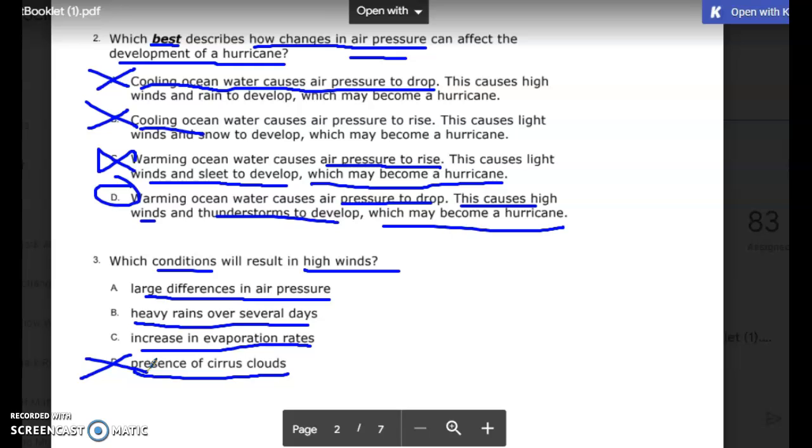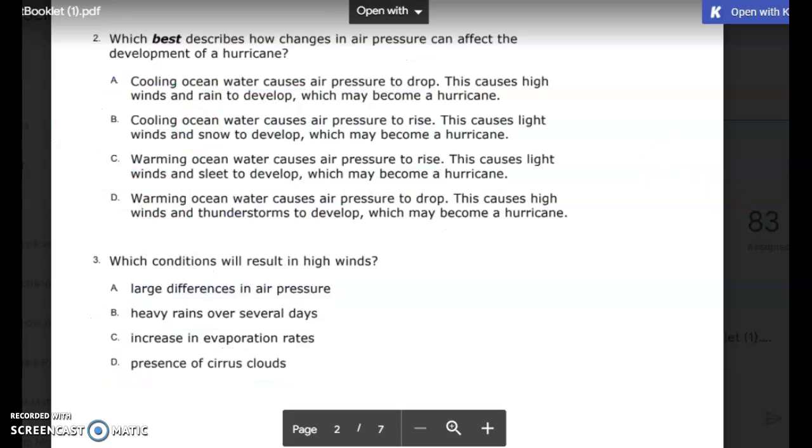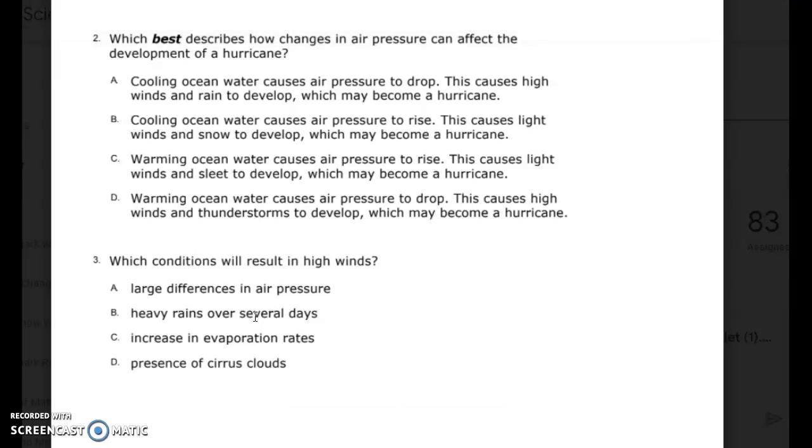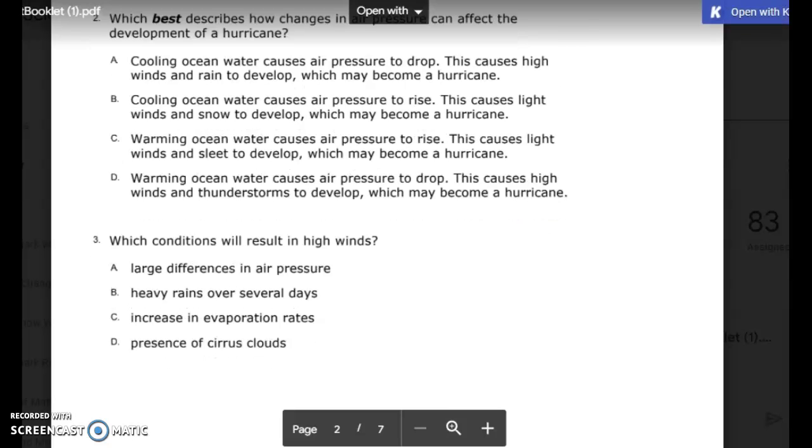A, if you have high pressure and low pressure, air is going to move in that direction from high pressure to low pressure. The higher the pressure difference, the faster the wind is going to blow. Any issues with 1, 2, 3? Nope. Yes, ma'am. Heavy rains over several days does not necessarily mean it's going to be high winds. Differences in air pressure is the reason why you have high winds.